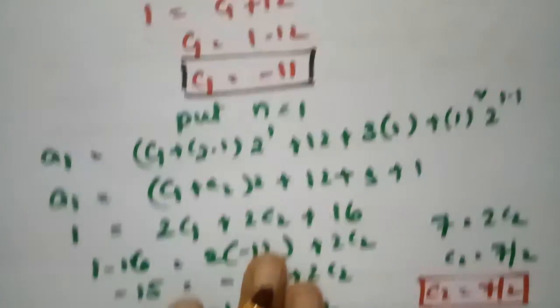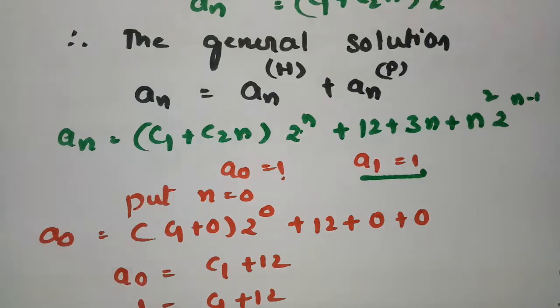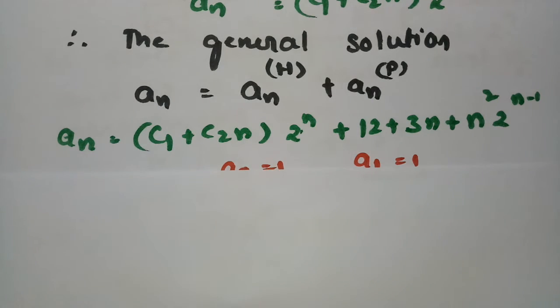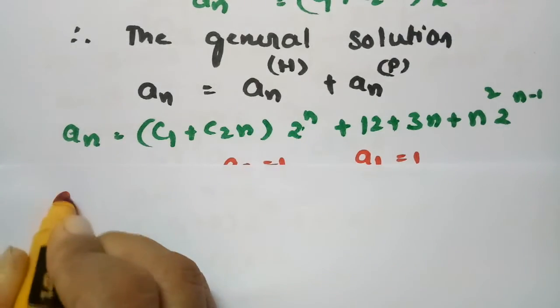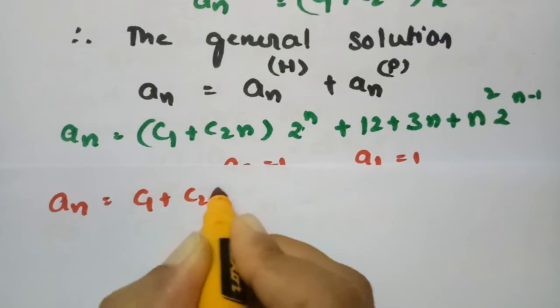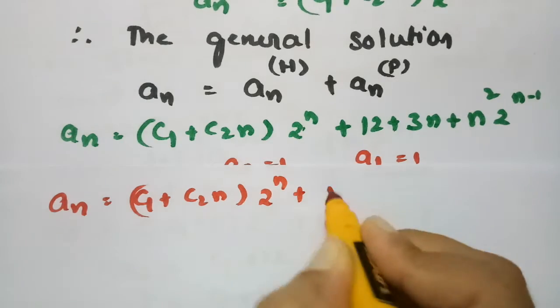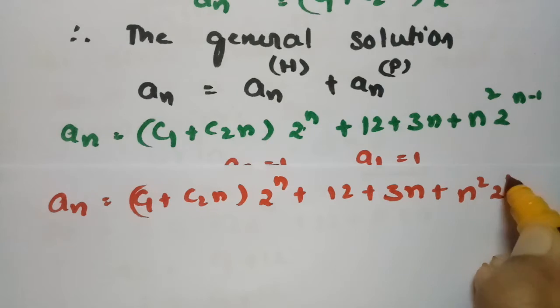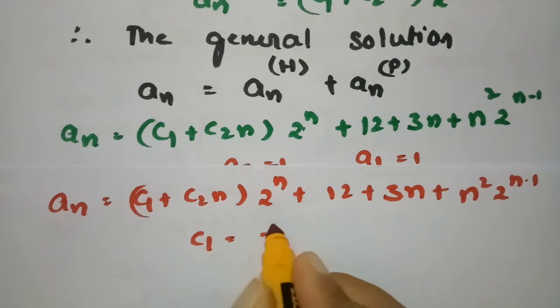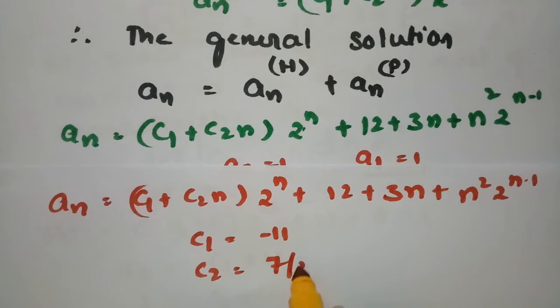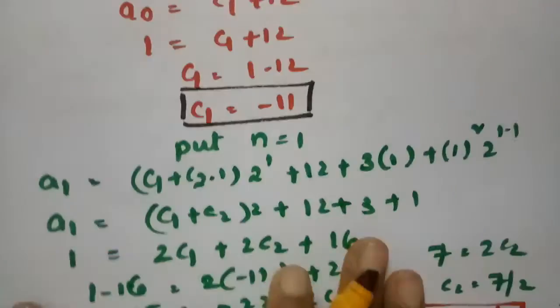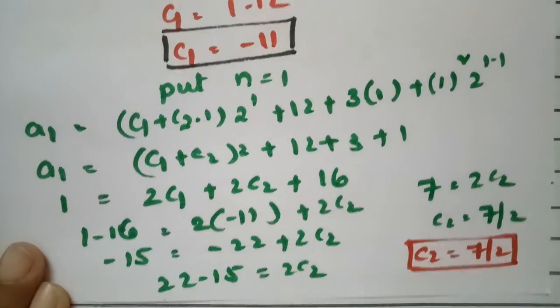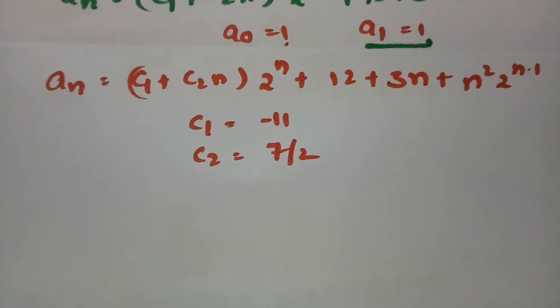After getting C1 and C2, now we have to substitute in this general equation. If I substitute in the general equation, see what happens. Our general equation is an is equal to C1 plus C2n into 2 power n plus 12 plus 3n plus n square into 2 power n minus 1. We got C1 value as minus 11 and C2 value as 7 by 2. If I substitute the same thing here, what happens?